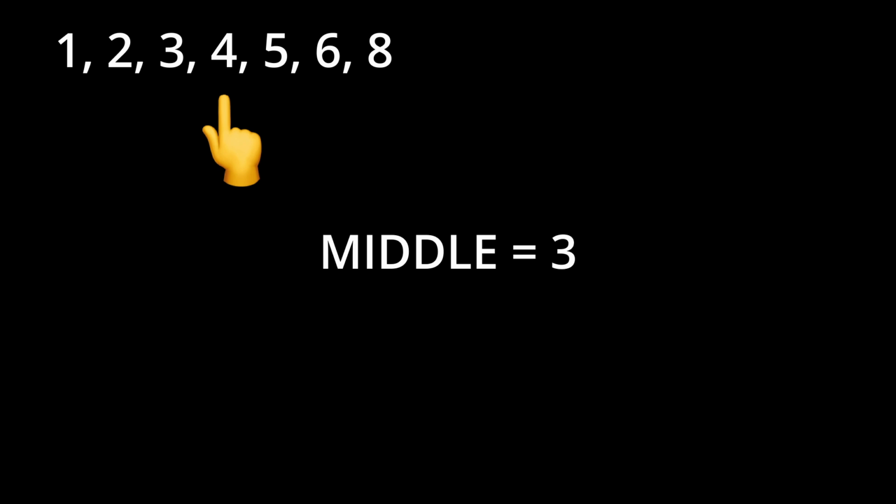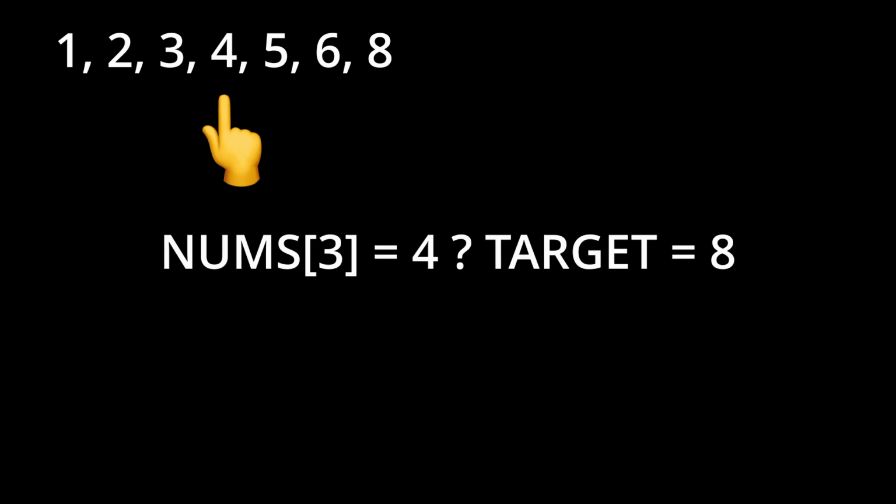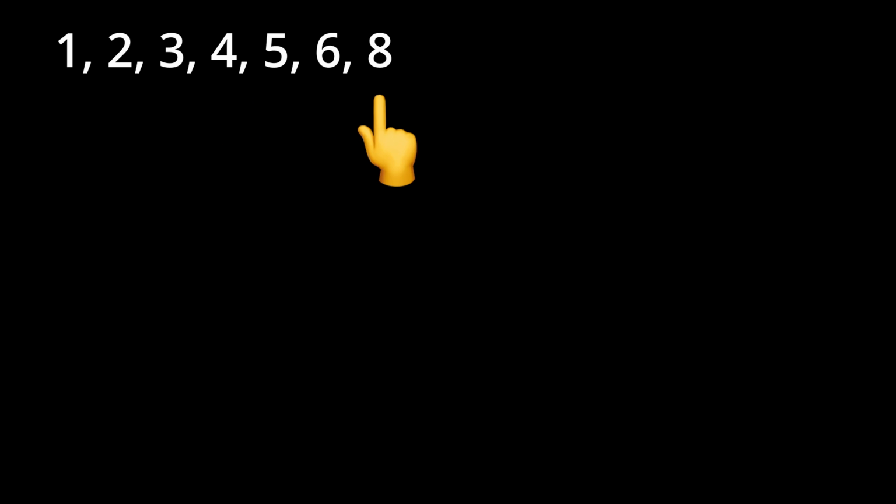Now we're going to compare that middle pointer, or the middle value of nums at index m, to the target. If it's equal to the target, we're going to return it. If it's less than the target, we're going to go to the right with middle. So we're going to set start to the middle +1. And if it's greater than the target, we're going to go to the left.